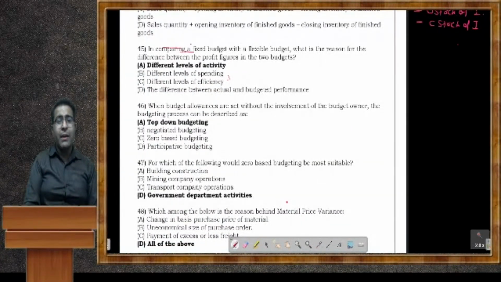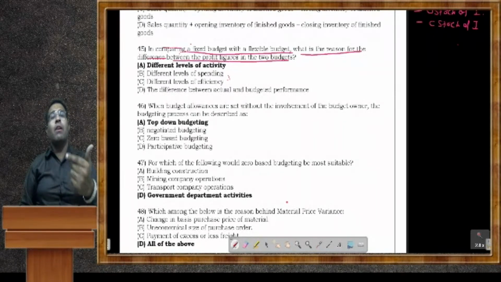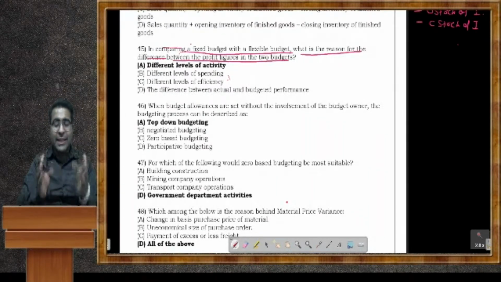In comparing a fixed budget with a flexible budget, what is the reason and the difference between the profit figure in the two budgets? We are comparing a fixed budget with a flexible budget. A fixed budget is always fixed, there are no changes, but a flexible budget changes according to the level of activity. So the basic difference between these two is different levels of activity, so the right answer is A, different level of activity.